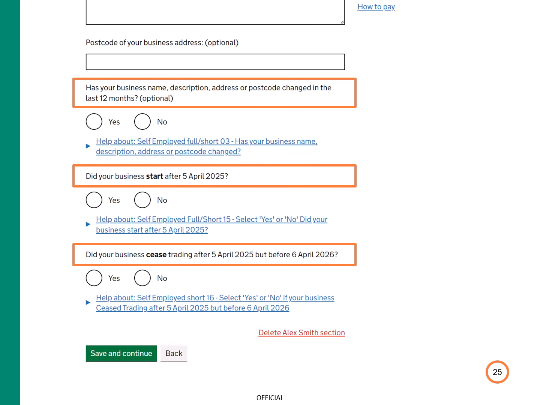The next question is optional, so you only need to answer if you've changed your business name, description, address or postcode. We also ask if your business started or stopped during the tax year 2025 to 2026. If you answer yes to either question, you'll be asked to enter the date.